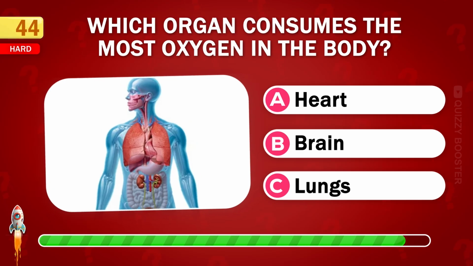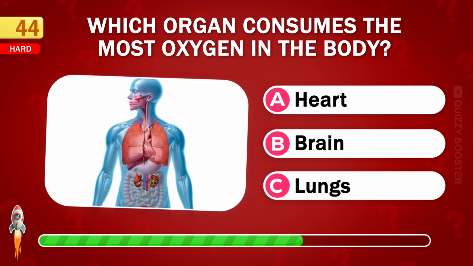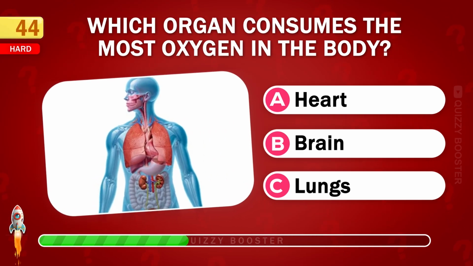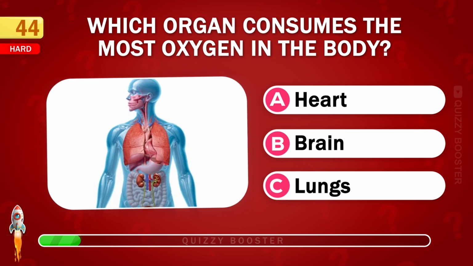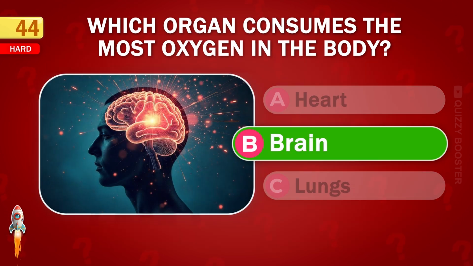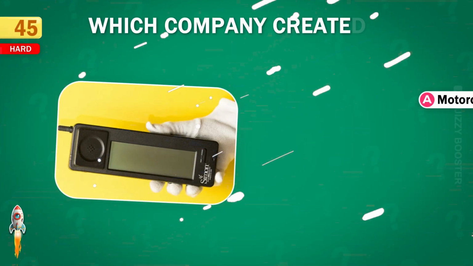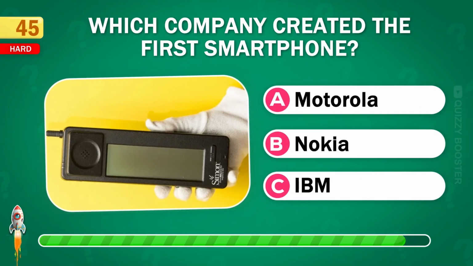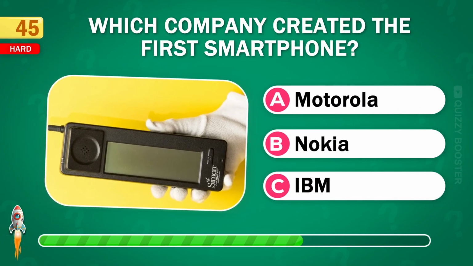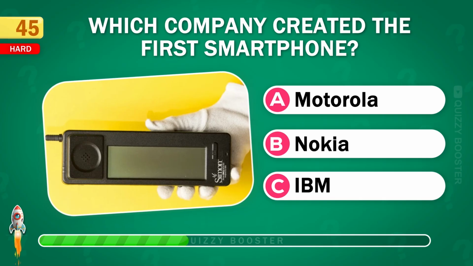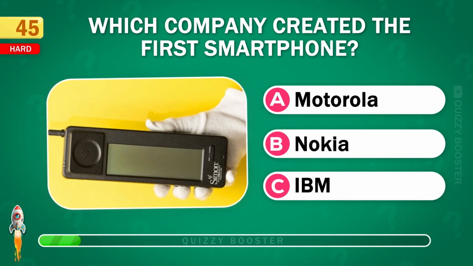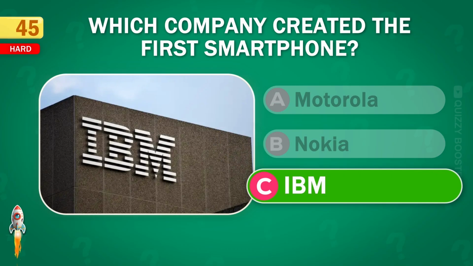Which organ consumes the most oxygen in the body? The brain uses around 20% of the body's oxygen. Which company created the first smartphone? IBM created the first smartphone, IBM Simon.